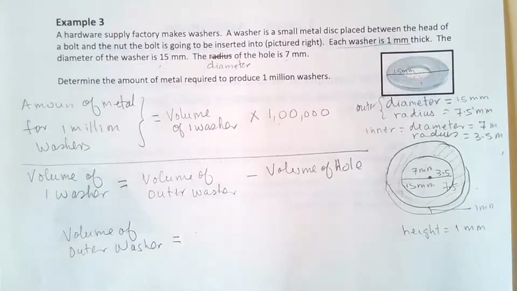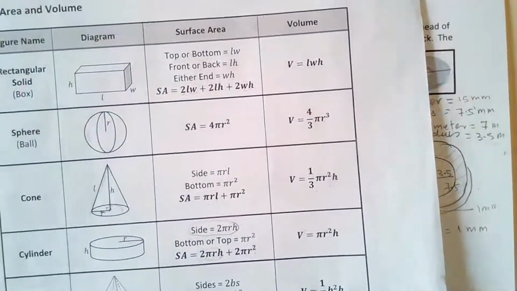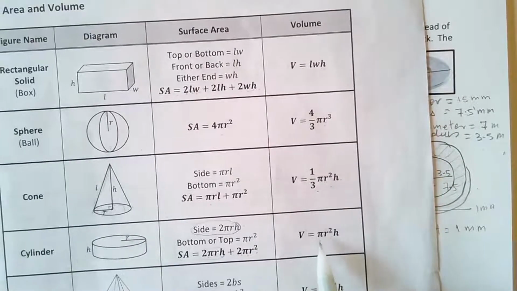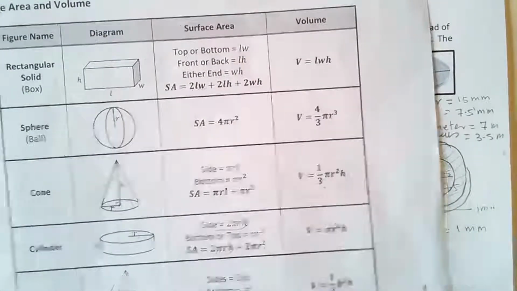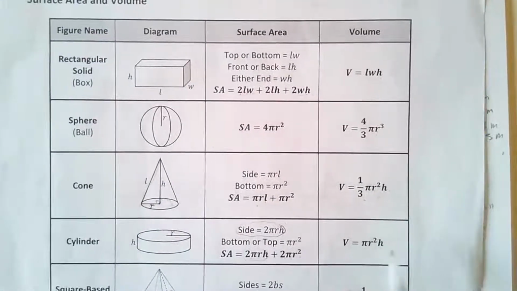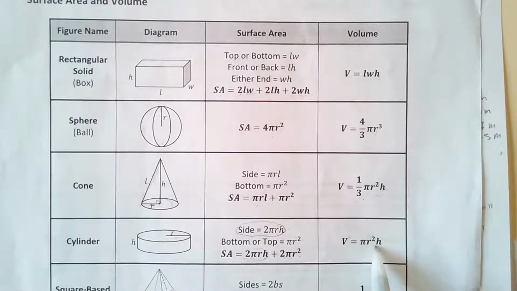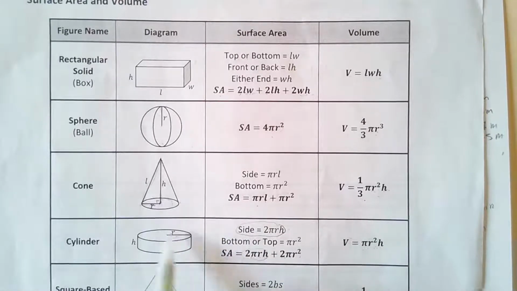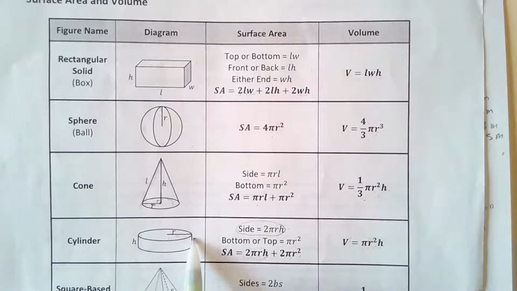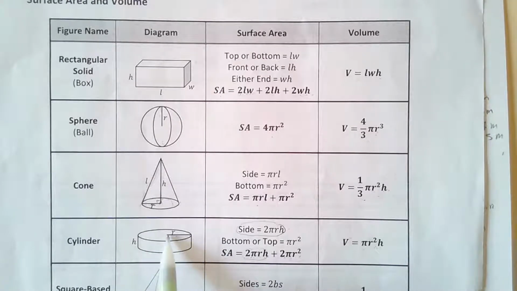Now go to a formula sheet and this gives you pi r squared times height. So the volume of it, now because it's a cylinder, so we establish that, pi r squared times height. So you can see here's a height, in this case for this washer is 1 millimeter. The radius, 7.5. That's for the outer washer.